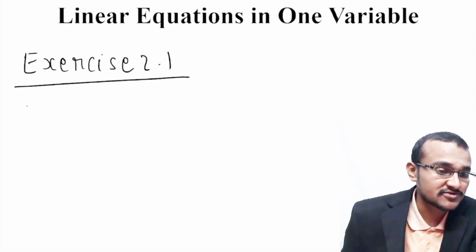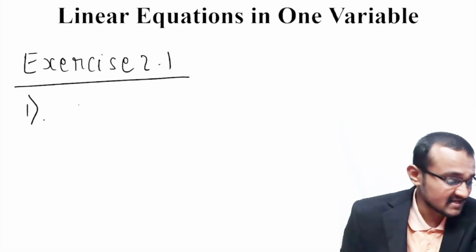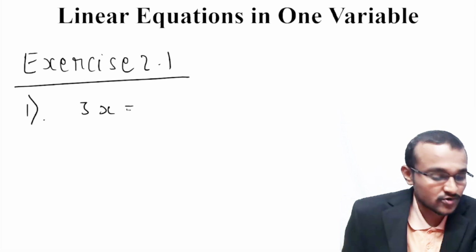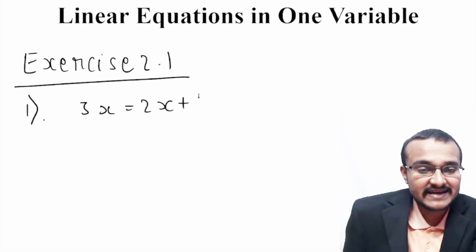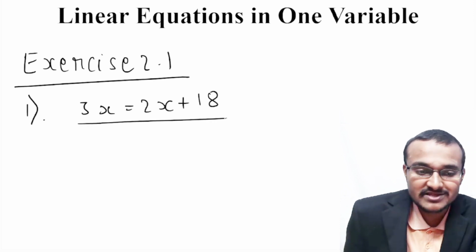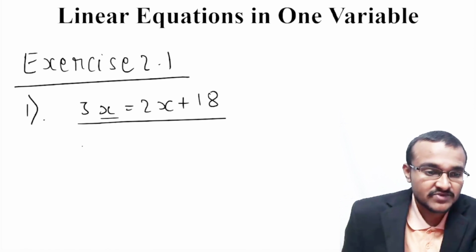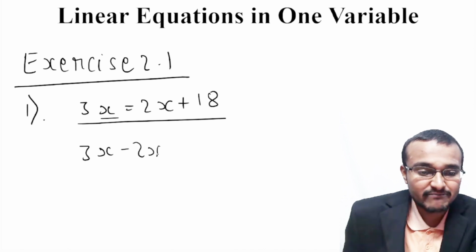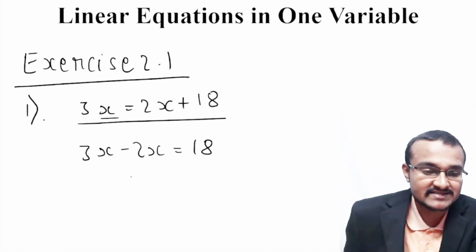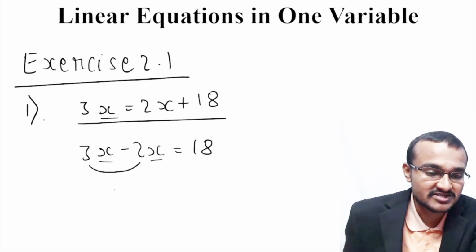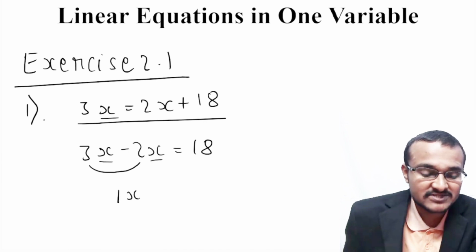So coming to the first question in this exercise, you have 3x is equal to 2x plus 18. When you solve this equation, you will get the value of x. You can bring 2x to the left hand side, so that will become minus 2x, and 18 will be there on the right hand side. So 3x minus 2x, variables are same, so you can easily perform this subtraction between these two numbers. 3 minus 2 is 1 and x will be there.